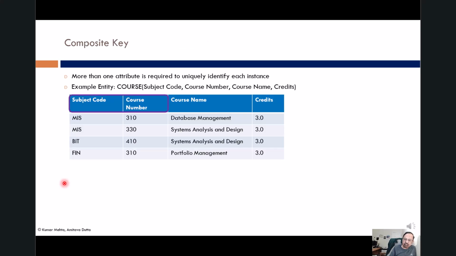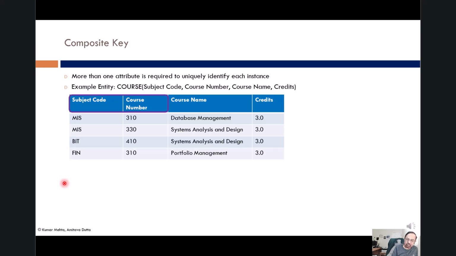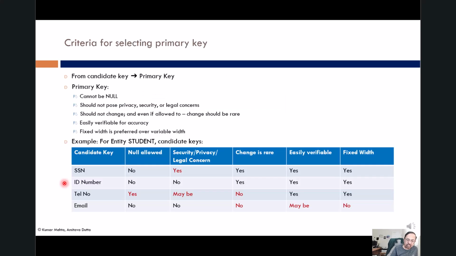Okay, so now in this context, we've already identified what a primary key is, what a candidate key is. There's another variant of this primary key. It's called a composite key. In the examples that we have seen so far, the social security number, ID number, and so forth, the candidate key consisted of one column, one attribute: social security number, ID number, telephone number, or email. So it's one attribute.